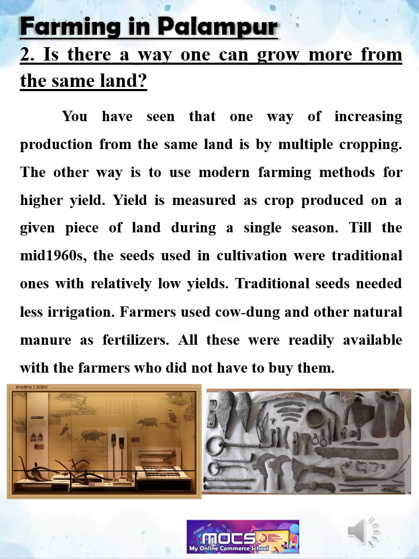Till the mid-1960s, the seeds used in cultivation were traditional ones with relatively low yields. Traditional seeds needed less irrigation. Farmers used cow dung and other natural manure as fertilizers. All these were readily available with the farmers who did not have to buy them.